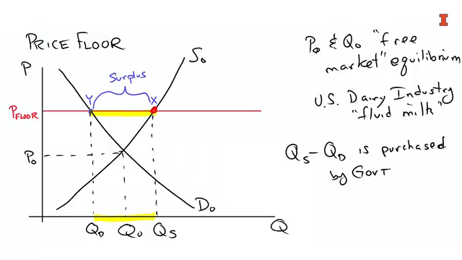So how much is the government paying for that? Well, the government is going to buy QS minus QD units, and they're going to pay this price. If you think about it, the area of a rectangle is just base times height. This entire shaded area would be the dollar value of the government purchases. They would need to do this in order to keep the price supported above the equilibrium price.